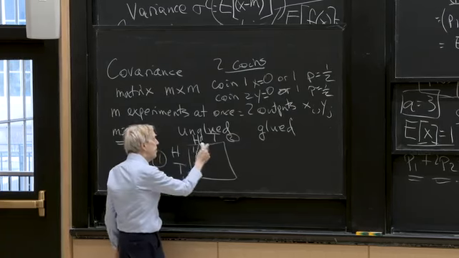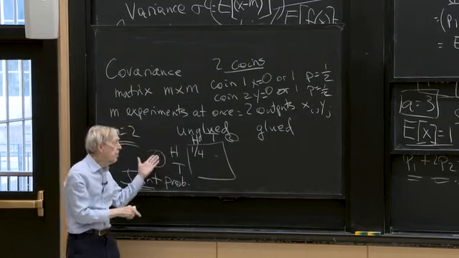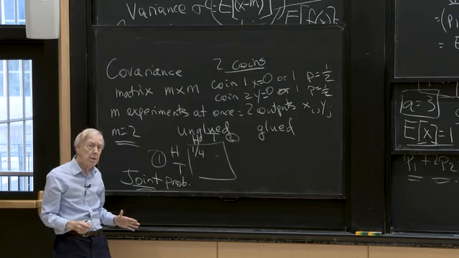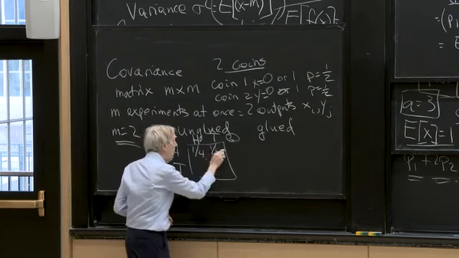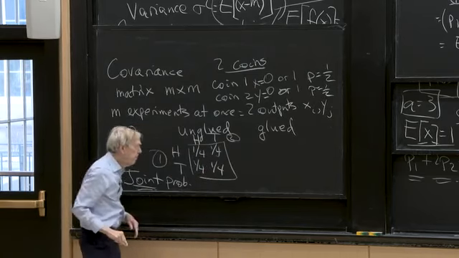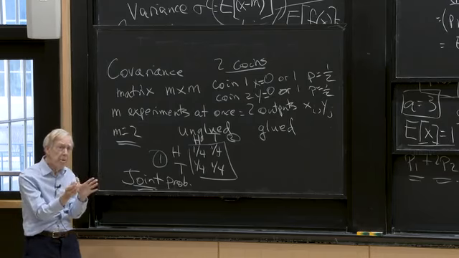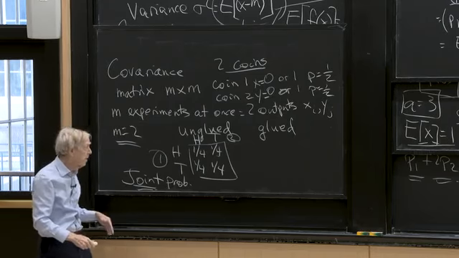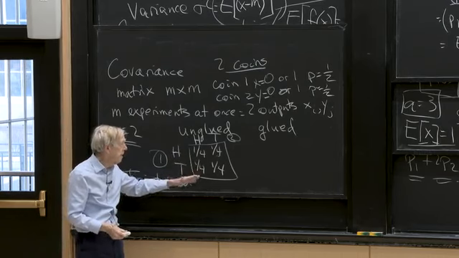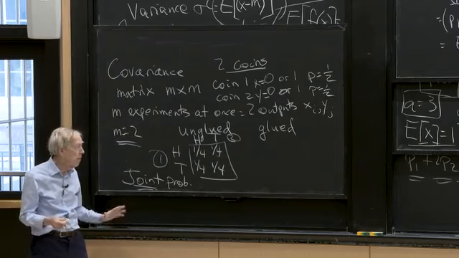What do I put in here? This means heads on the first coin and tails on the second coin. And the probability of that is 1/4. And 1/4 here and 1/4 here. So I have the 4 possibilities, which I put into a 2 by 2 matrix instead of a long vector. My 4 possibilities are heads, heads, heads, tails, tails, heads, and tails, tails, and they have equal probability 1/4.